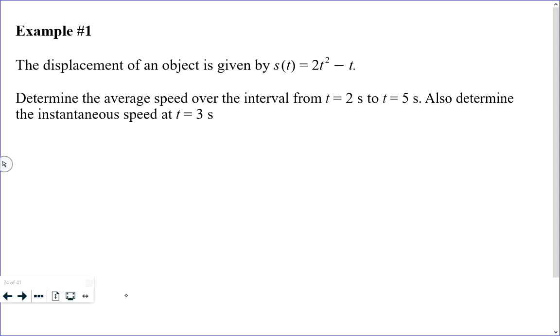Or, help me out, did it say example 1? Do I have to change my notes or did it say warm-up? Warm-up, okay.